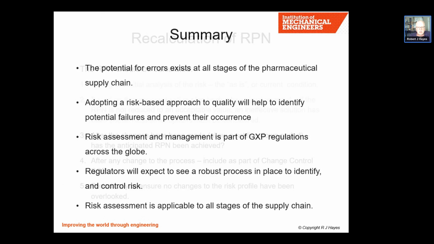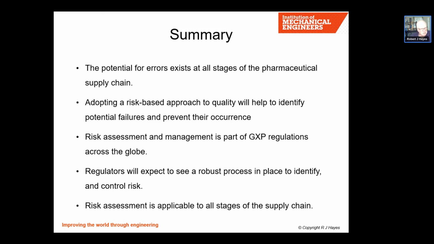So just in summary, things can go wrong at any stage, any stage of our pharmaceutical supply chain, from discovery right through to prescription. If we adopt a risk-based approach to quality, it will help identify potential failures and prevent their occurrence. And that's what we want to do.